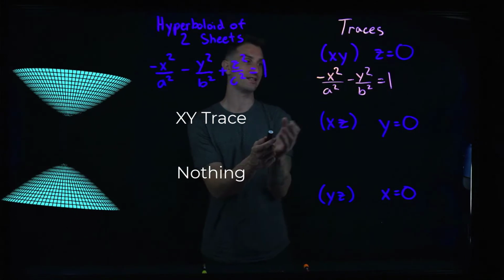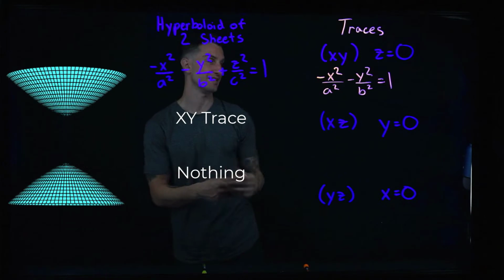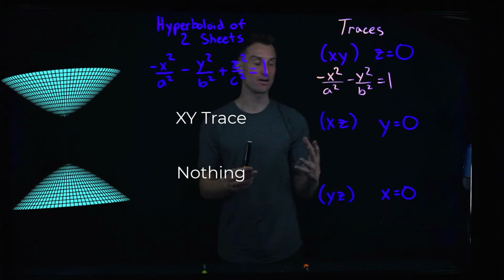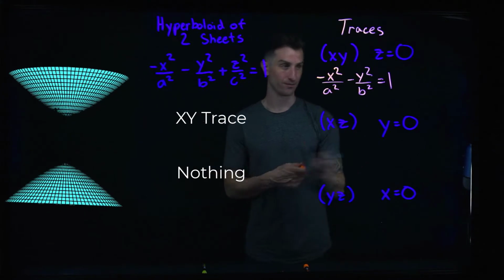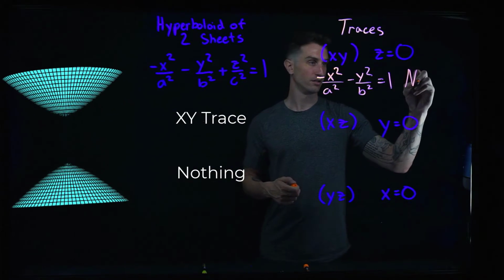Even if we plug in 0, 0, we don't want 0 equal to 1. That's not true. So there's nothing hanging out in our xy plane. And you can see that from the 3D visual. There's nothing there, right? So, nothing.